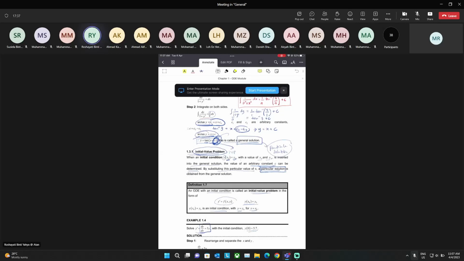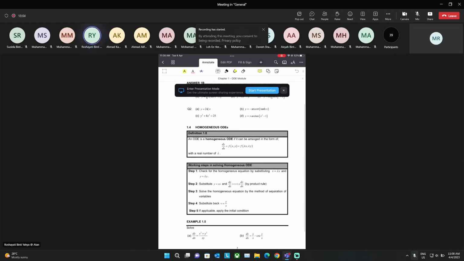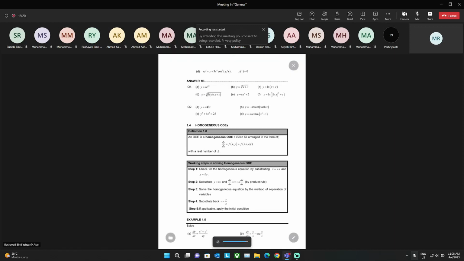We continue with the next method for solving first order ordinary differential equation. So the second method, the next technique in order to solve ordinary differential equation, is homogeneous ODE.